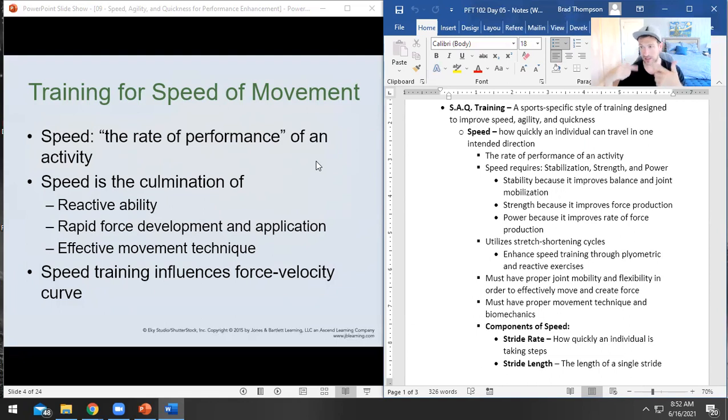So learning how to react to foot impact on the ground much more quickly results in much higher force production and carryover and turnover rate, which results in greater speed. We'll also see rapid force development and application is a big part of speed, so the ability to recruit those muscles very quickly. And then movement technique is huge here as well. Knowing how to sprint effectively is going to be a big part of speed drills as well.